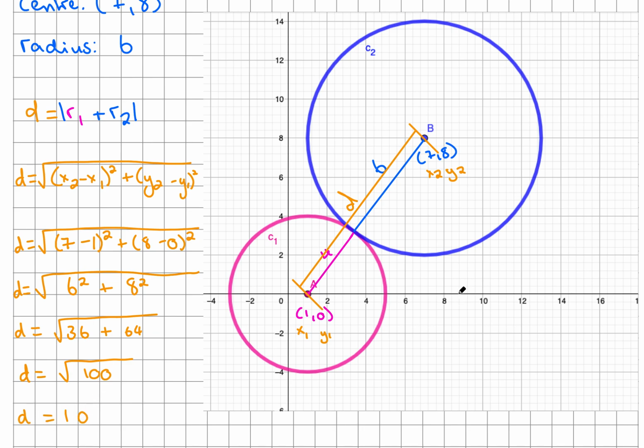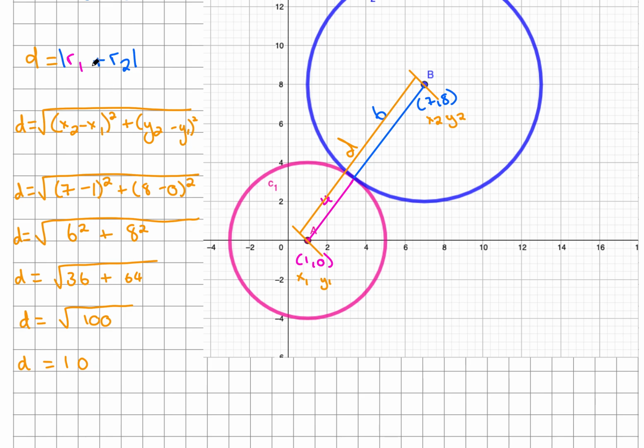Now, is that the same as radius 1 plus radius 2? Well, let's see. I've got 10. Is that the same as radius 1, which was 4, plus radius 2, which we said had a value of 6? 4 plus 6 is 10. 10 is equal to 10, therefore they touch externally.